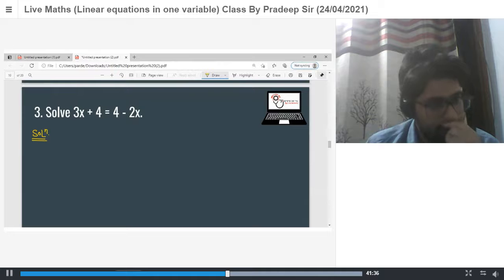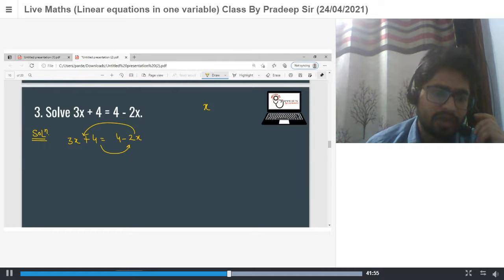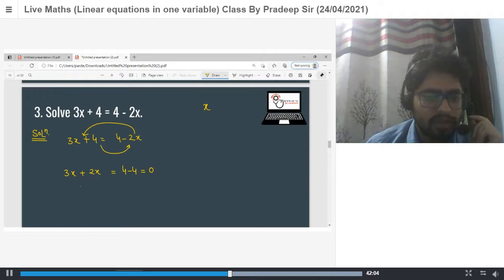Basically, what is the solution? 3x plus 4 is equal to 4 minus 2x. Now transpose 2x here and 4 here. During transposition, the sign gets changed. So this will become 3x plus 2x, which is 4 minus 4, which is 0. So 5x is equal to 0, and x is equal to 0 by 5.